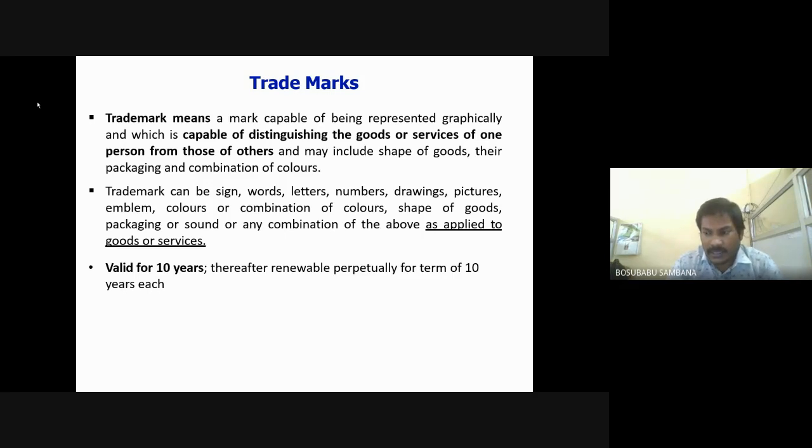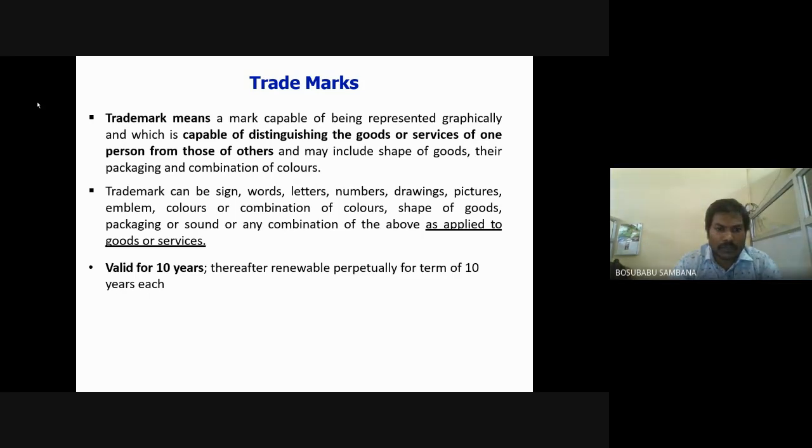Here, the database is maintained by the Indian Institute of Packaging and Trademark Designs. Trademarks can be signs like a logo sign, words, letters, numbers, drawings, pictures, emblems, and in most cases, our institution logos also.